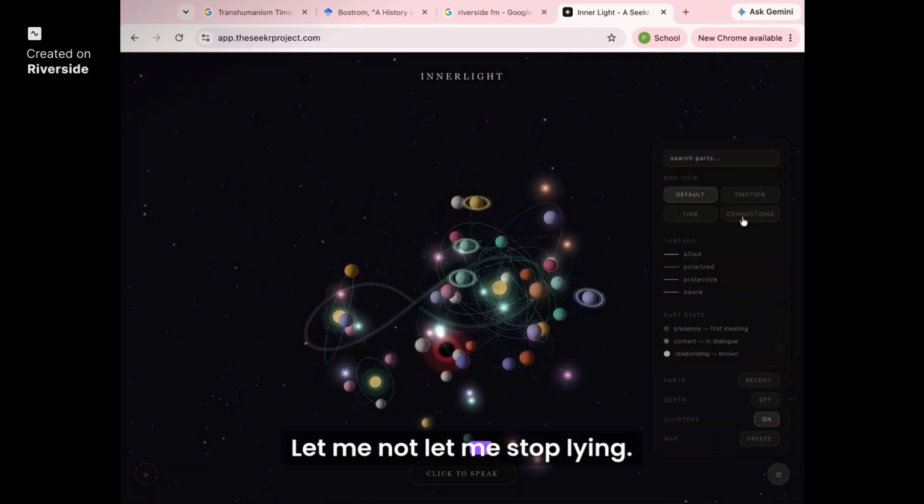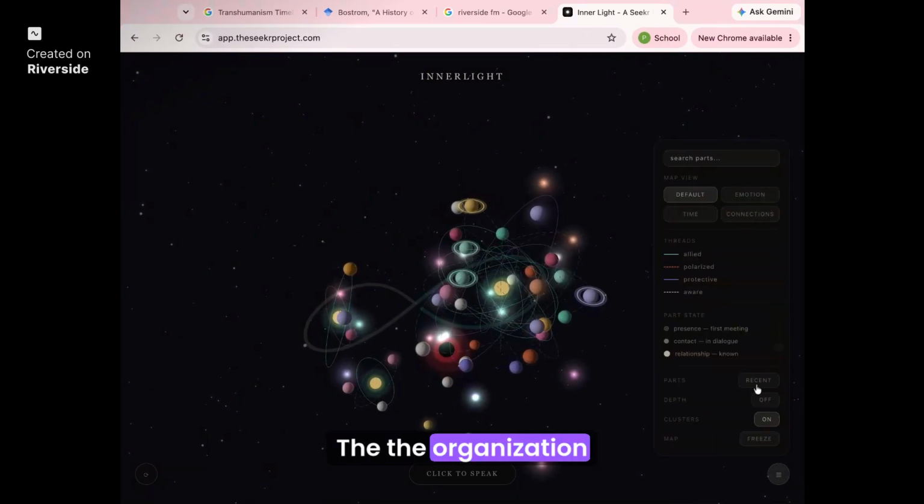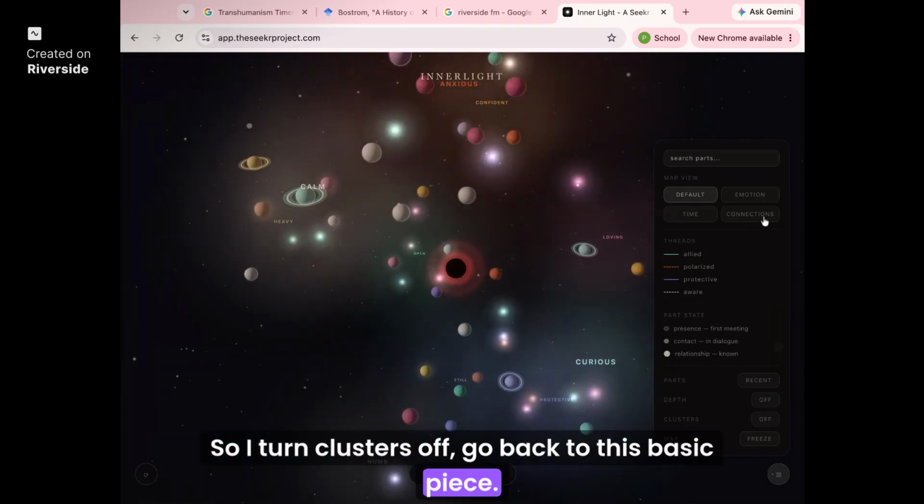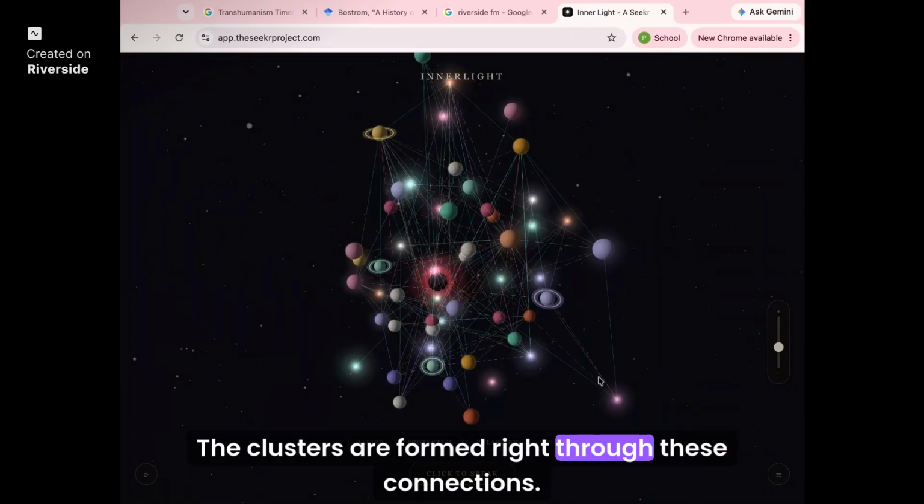Right? Let me stop lying. The organization comes around here. So I turn clusters off, go back to this basic piece. The clusters are formed through these connections.